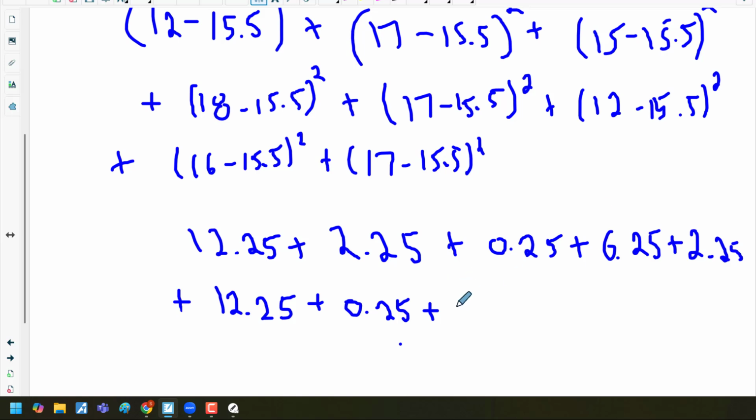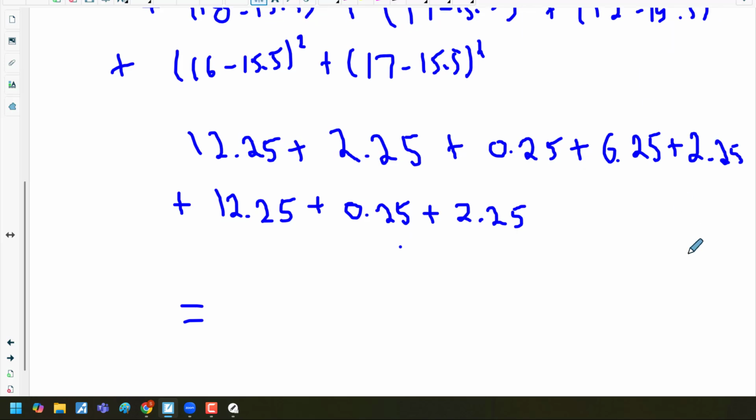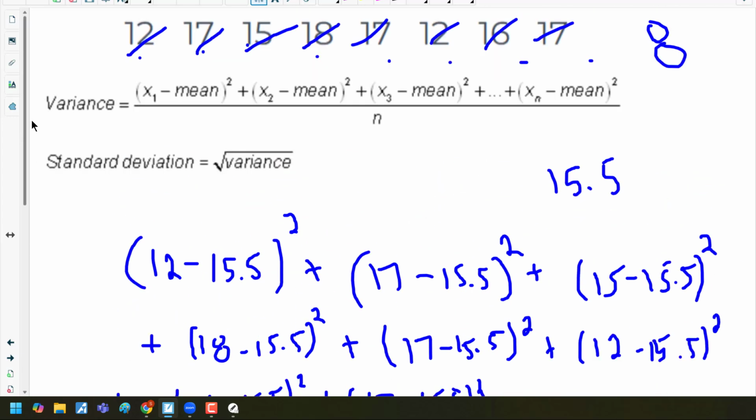Okay, 2.25. That should be 8 numbers: 1, 2, 3, 4, 5, 6, 7, 8. All right, I'm just going to add these up together now. 12.25 plus 2.25 plus 0.25 plus 6.25 plus 2.25 plus 12.25 plus 0.25 plus 2.25. All right, that adds up to 38, and I know my n value is 8. So divided by 8, 4.75. And that is equal to the variance.